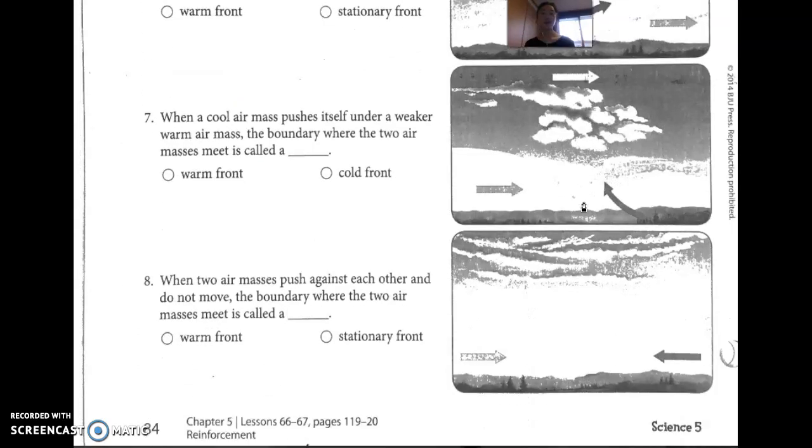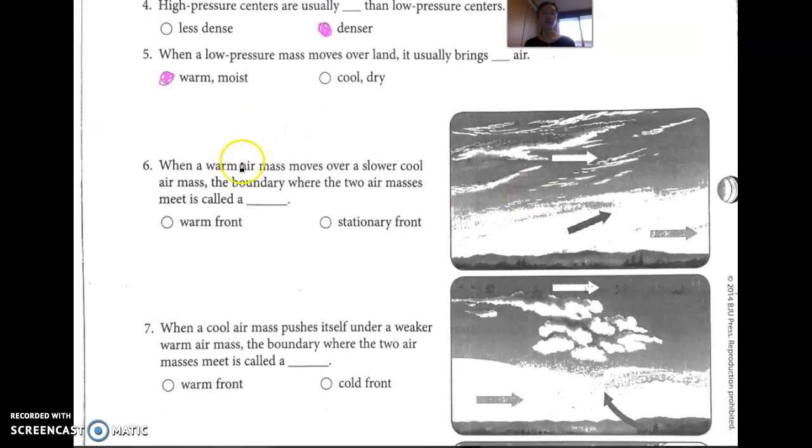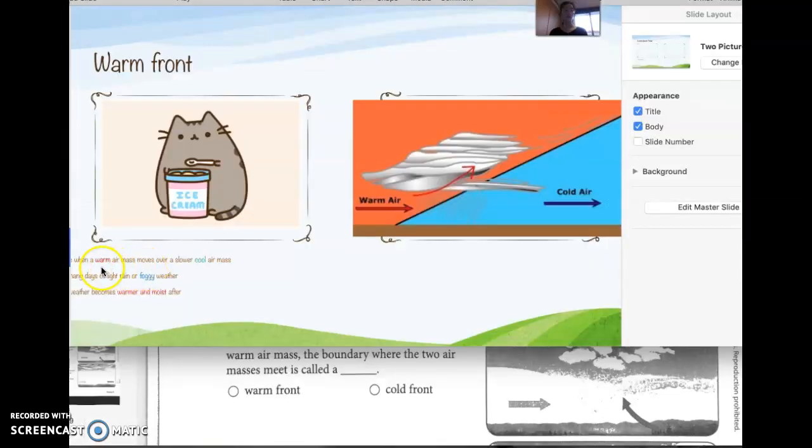Okay, now for fronts. This should be easier. When a warm air mass moves over a slower cool air mass, the boundary where the two air masses meet is called a blank. So when the warm goes over the cool, warm moving over the cool is called a warm front. Very good.